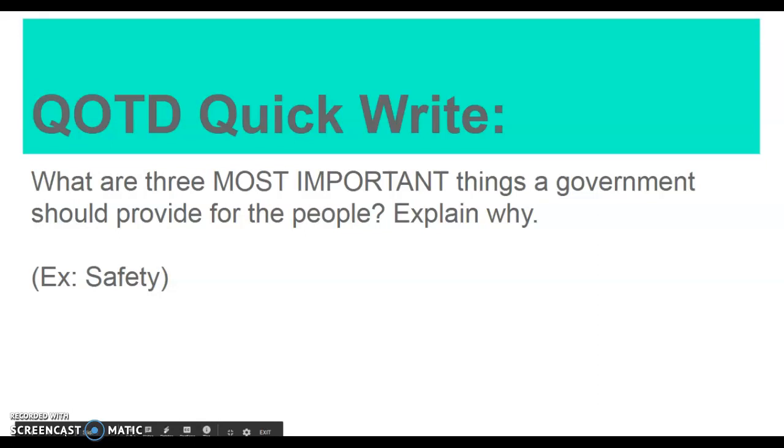So once you are done with your notes, make sure you go back to the classwork page of Google Classroom and answer the quick write. So the quick write, you're responding to the prompt, what are the 3 most important things a government should provide for the people, and explain why. An example would be safety.